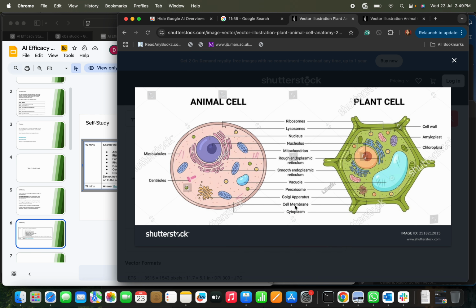Peroxisome is there. Golgi apparatus is similar there. Cell membrane is there, and the liquid cytoplasm is there. Ribosomes are there, and lysosomes. Other than that, the only major difference is these three and centrioles.